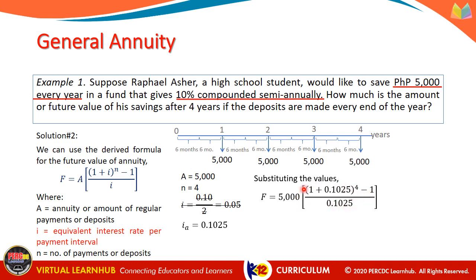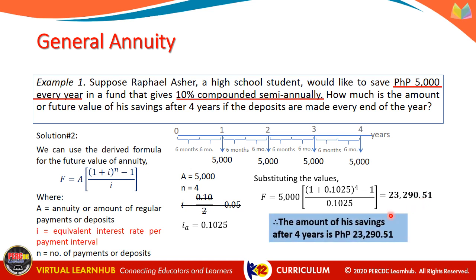Pressing this in our calculator, we will have 23,290.51. This is the same answer that we have with our solution number 1, right? Therefore, the amount of his savings after 4 years is 23,290.51.